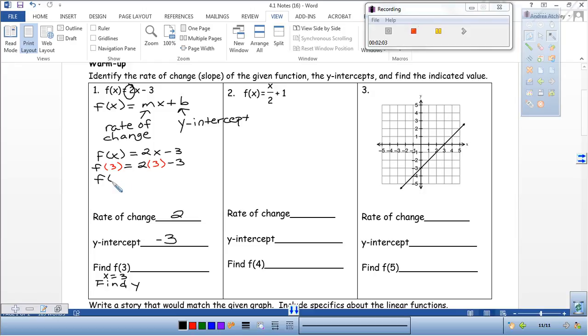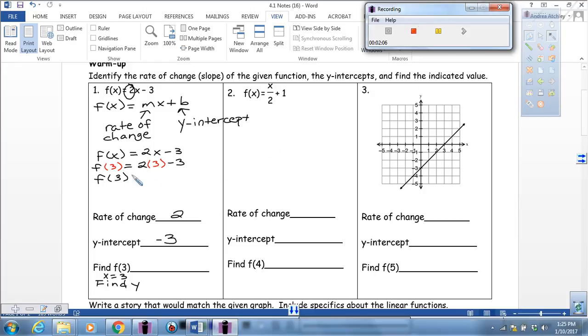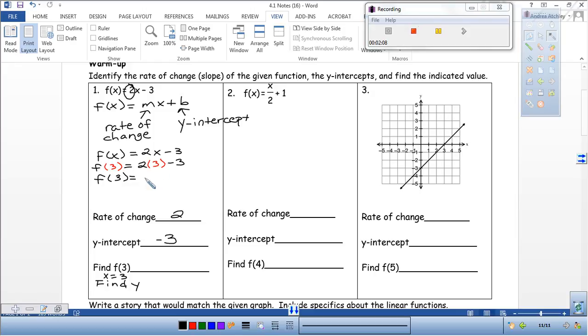So I'm going to get f of 3. So f of 3 equals 2 times 3 is 6, minus 3. So f of 3 equals 3. Any questions over that?